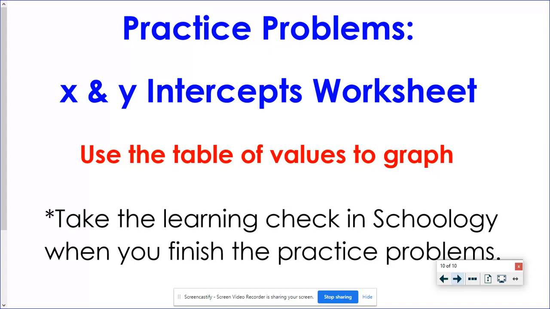The table of values that are on the worksheet already is what I'm asking you to do. So you're filling in the numbers that go with the zeros to make the x and y intercept so that you can graph that and get the line. When you're all done, there is a learning check in Schoology, and let me know if you have any questions.